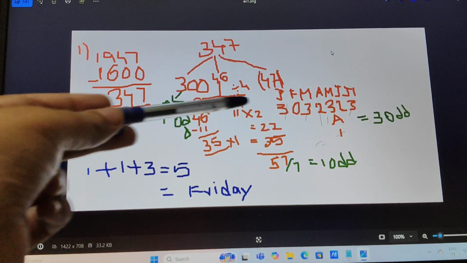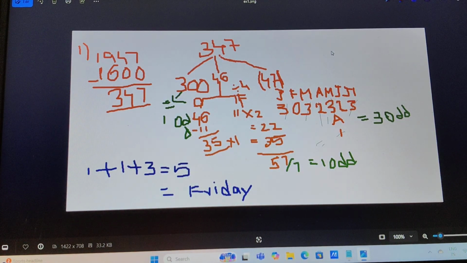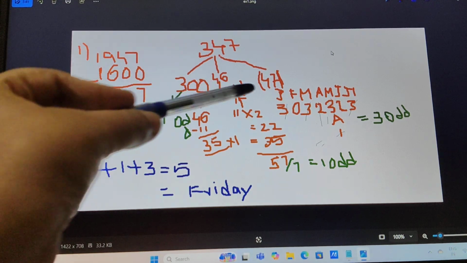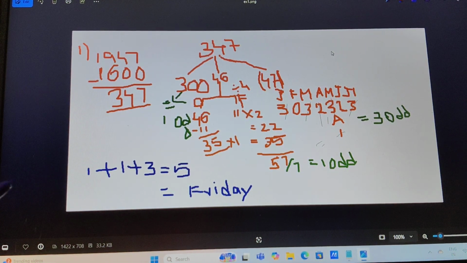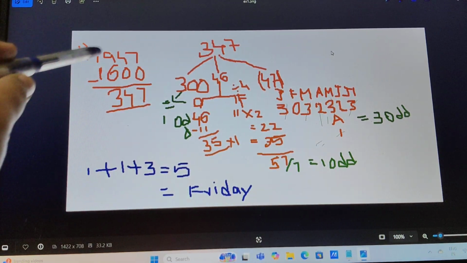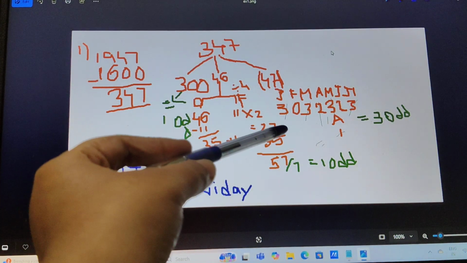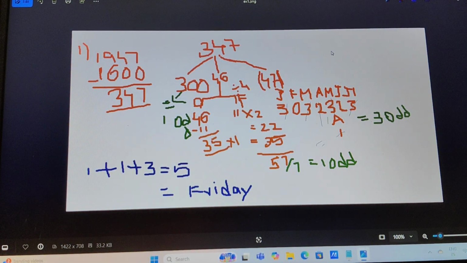Later on, for this 47th year, we need to count for every month: January, February, March, April, May, June, July, August. For all the months I have written the odd days. That is 3 odd days for January. As 1947 is not a leap year, I have taken February month as 0 odd days. March 3, April 2, May 3, June 2, July 3, August.